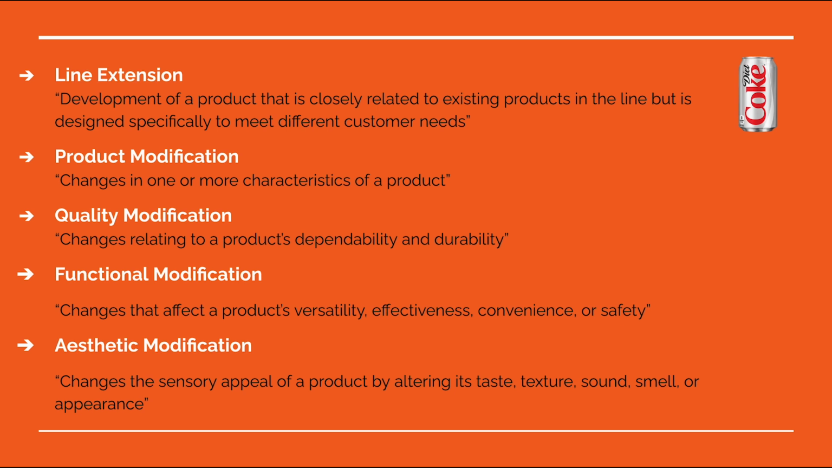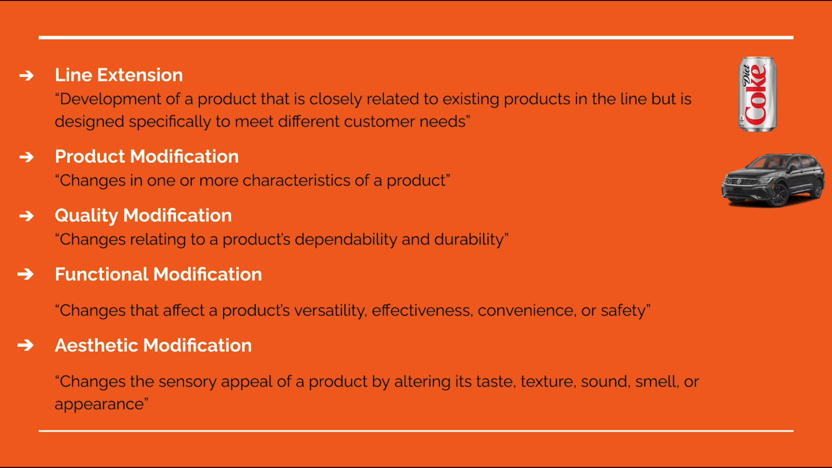Product modification. Changes in one or more characteristics of a product. In a product modification, unlike a line extension, the original product does not stay in the line. This is done because it has less risk than developing a completely new product, because they already know that people will like it and people will buy it. An example of this is how car companies will create the same car just years later with new features.